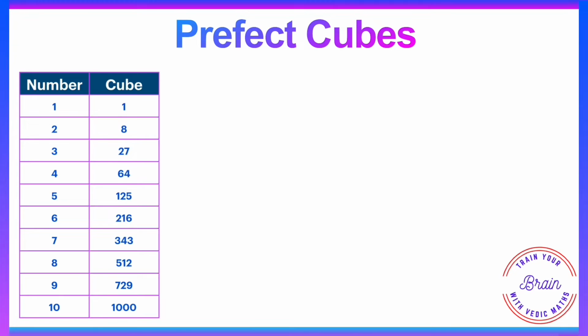Let's observe the cubes of the first 10 natural numbers to determine the last digit of the cubes. Cube of 1 is 1. Cube of 2 is 8. Cube of 3 is 27. Cube of 4 is 64. Cube of 5 is 125. Cube of 6 is 216. Cube of 7 is 343. Cube of 8 is 512. Cube of 9 is 729. Cube of 10 is 1000.